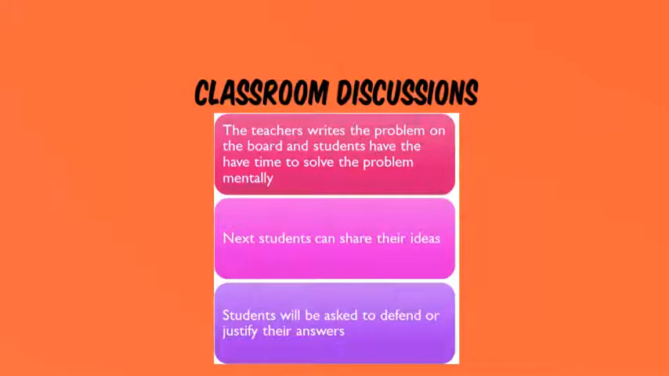Classroom discussions. The teacher would write the problem on the board and students have time to solve the problem mentally. Then give students time to share their ideas in groups of maybe 2 or 3. Then a student will be called on or can volunteer to express what their answer is and defend or justify it. If they're wrong, that verbal communication will help them find some reasoning. Another student may chime in and say, let's look at it this way. And it'll become a dialogue about these numbers.